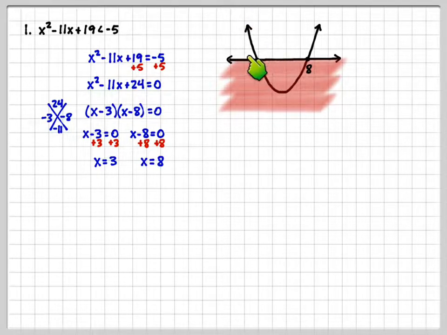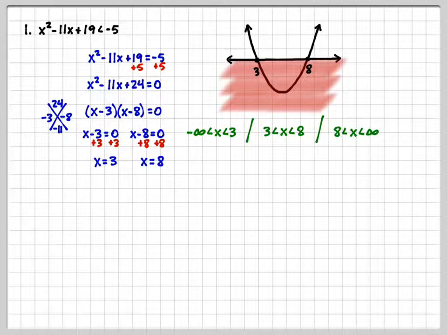The first interval is for this part, from -infinity to 3. So we'd say -infinity is less than x is less than 3. The next part is the curvy part, from 3 to 8, so 3 is less than x is less than 8, and the next one is from 8 to infinity, so 8 is less than x is less than infinity. Notice I don't put equal signs on any of this because there's no equal sign in my original inequality.